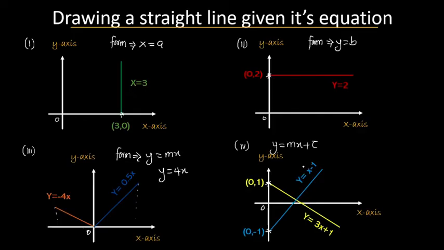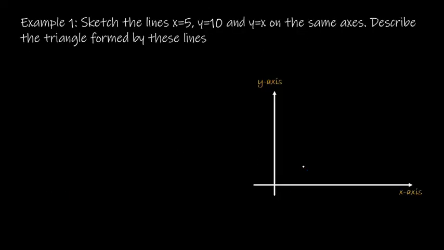Now let's have a look at an example of a given equation and how we can use those equations to draw a straight line on the Cartesian plane. Alright, so we are to sketch the lines x is equal to 5, y is equal to 0, and y is equal to x on the same axis. We are to describe the triangle formed by these lines. Okay, so this is a very good example. Let's go ahead and look at that.